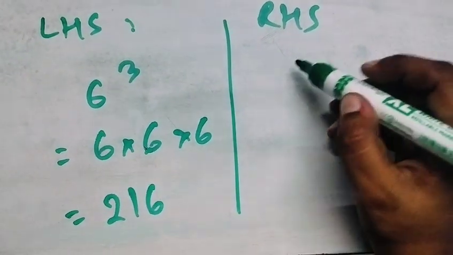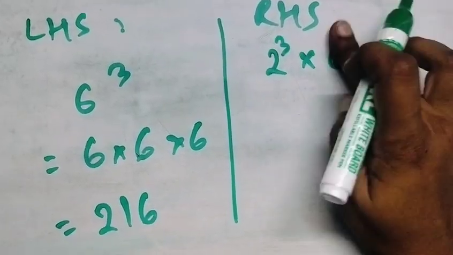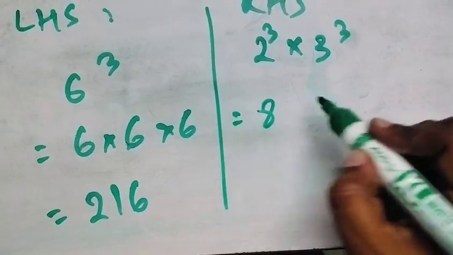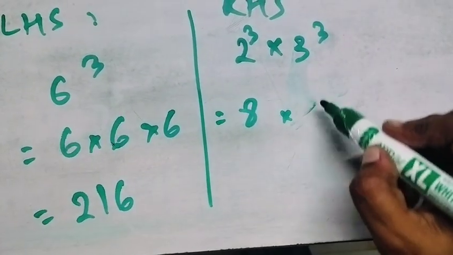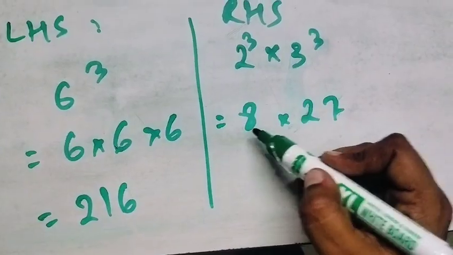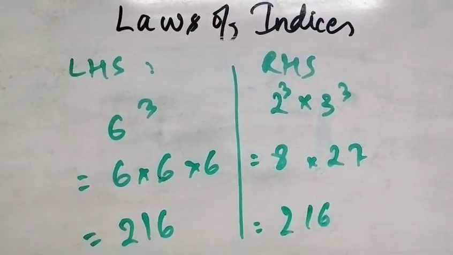And RHS was nothing but 2 cube followed by 3 cube. 2 cube is nothing but 8 and 3 cube is nothing but 27. So if you multiply 8 with 27, again you're going to get 216 as your answer.